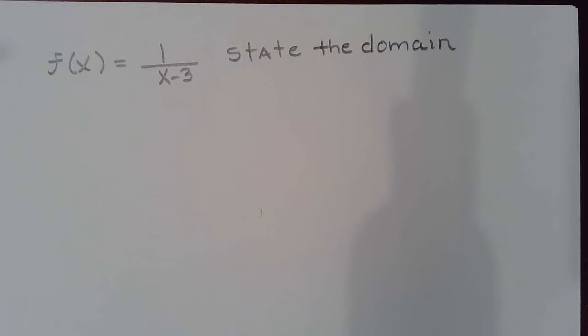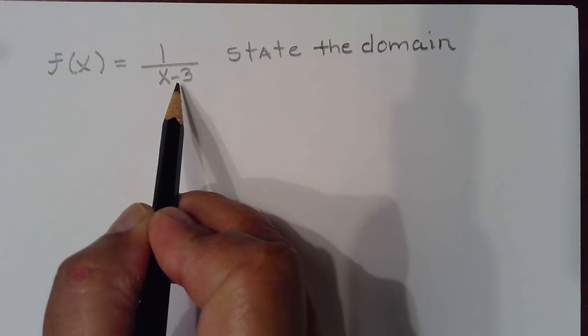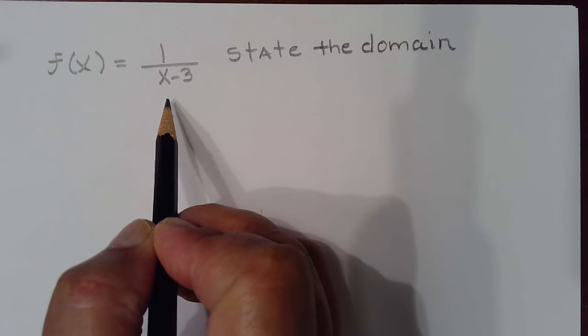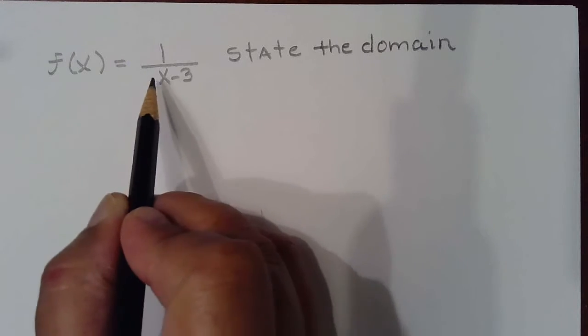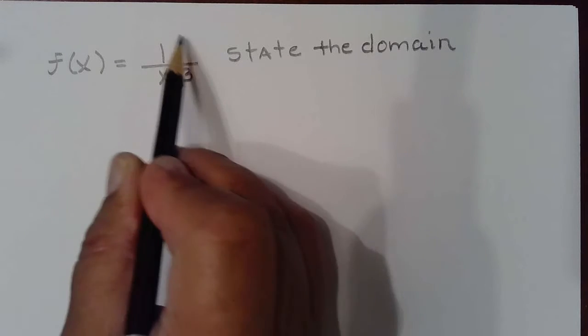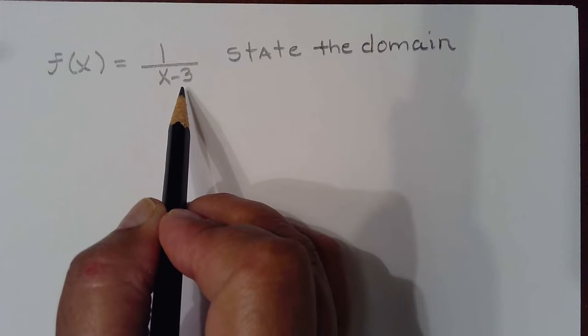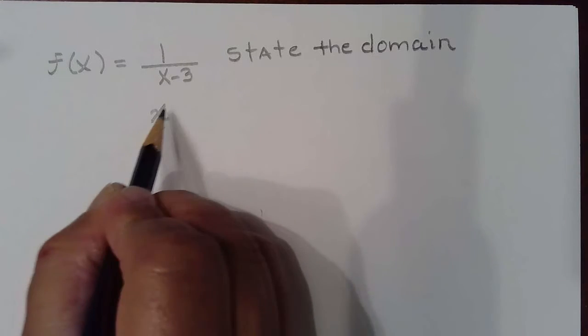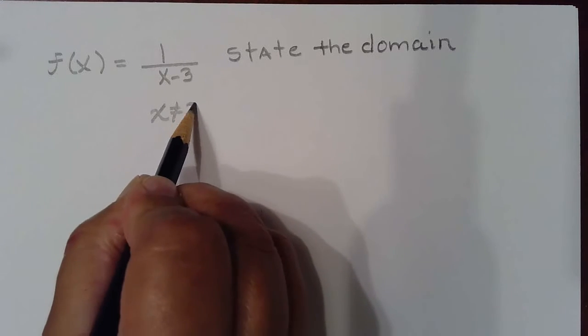function undefined. And in the case of a fraction, we know that when we have a zero in the denominator, that makes the entire fraction undefined. So we want to stay away from values that will create a zero in the denominator, thereby making the entire fraction undefined. And you can tell that just by observation. The value that you may not use here is 3.